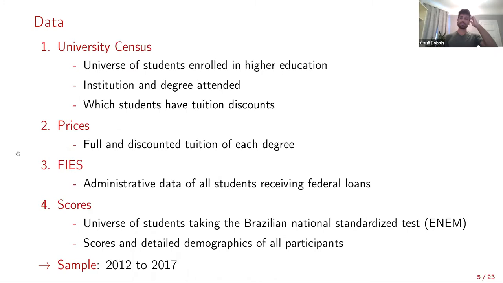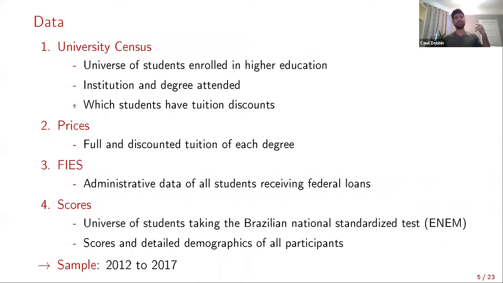First, we have the university census, which shows us the universe of all students enrolled in higher education. We see the institution the person is attending, and also the degree where she is enrolled. And we know which students have tuition discounts, so exactly which students have some support from the universities and which don't. That's how I made the plot that I just showed you.